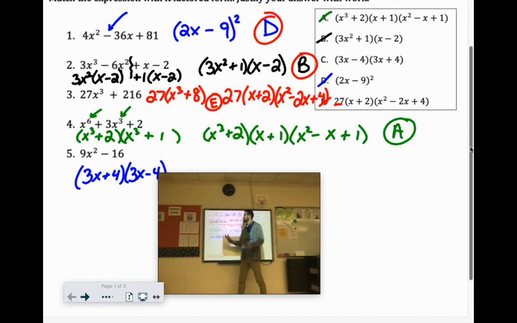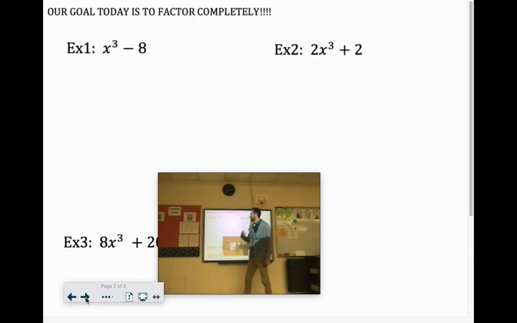All right, so today we're just going to practice that factoring completely. So check if you have a greatest common factor. Check if you have any perfect squares. You might have the difference of squares, or check if there's the cubes, right? And oftentimes you're going to want to check for the difference of squares near the end.